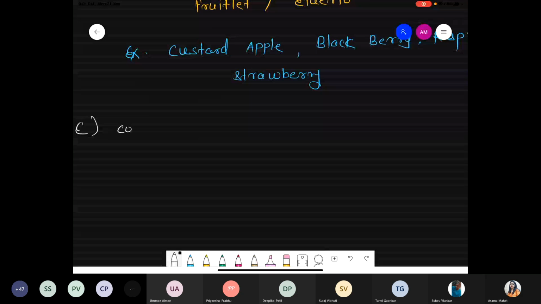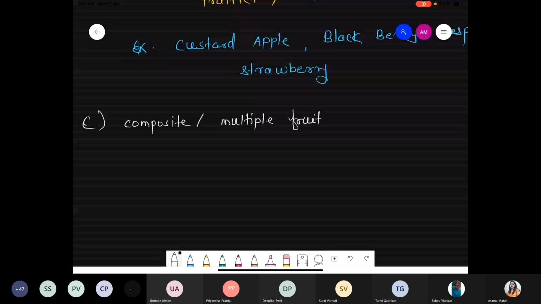Third one, composite or multiple fruit. Normally, whenever we are talking about the composite or the multiple fruit, simple meaning, entire inflorescence, complete inflorescence, they convert it into fruit. Okay, entire.